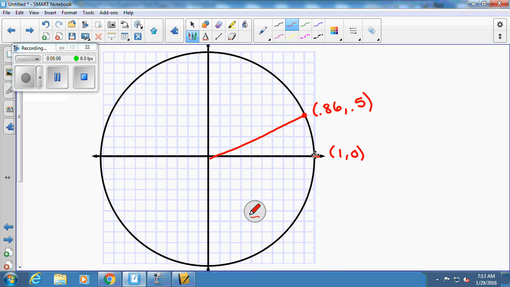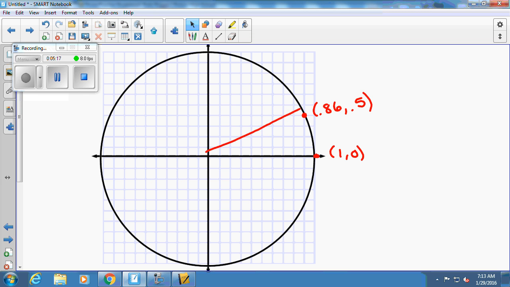Did you get almost exactly 0.5 up? Did you do that? Okay, so now what I want you to do is make a triangle. So now we're moving to trig. Okay, now we're going to move to trig.